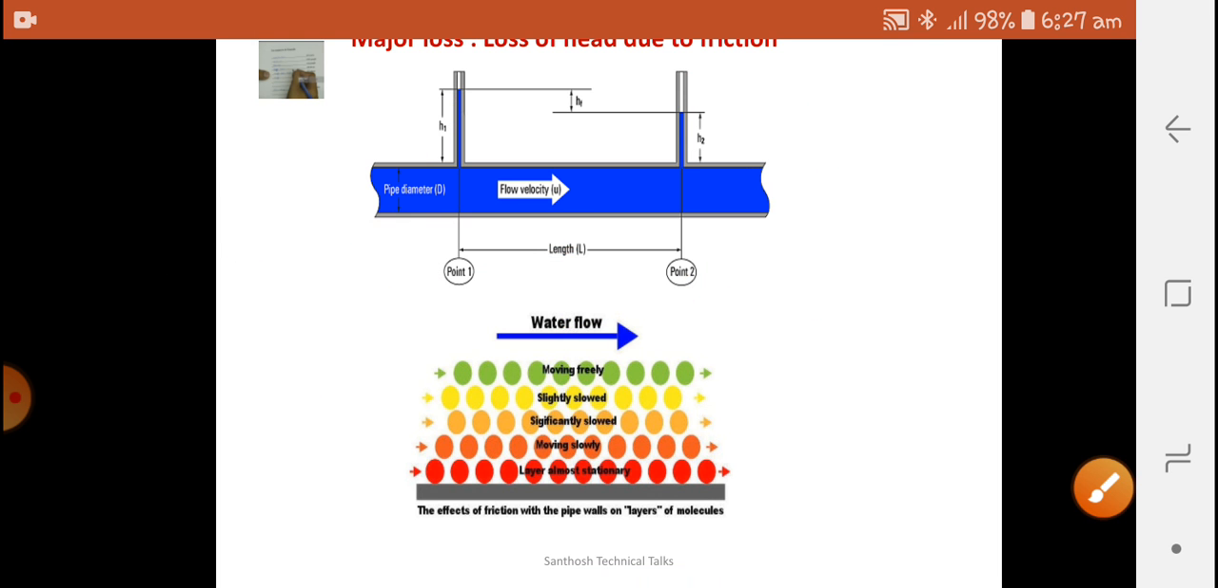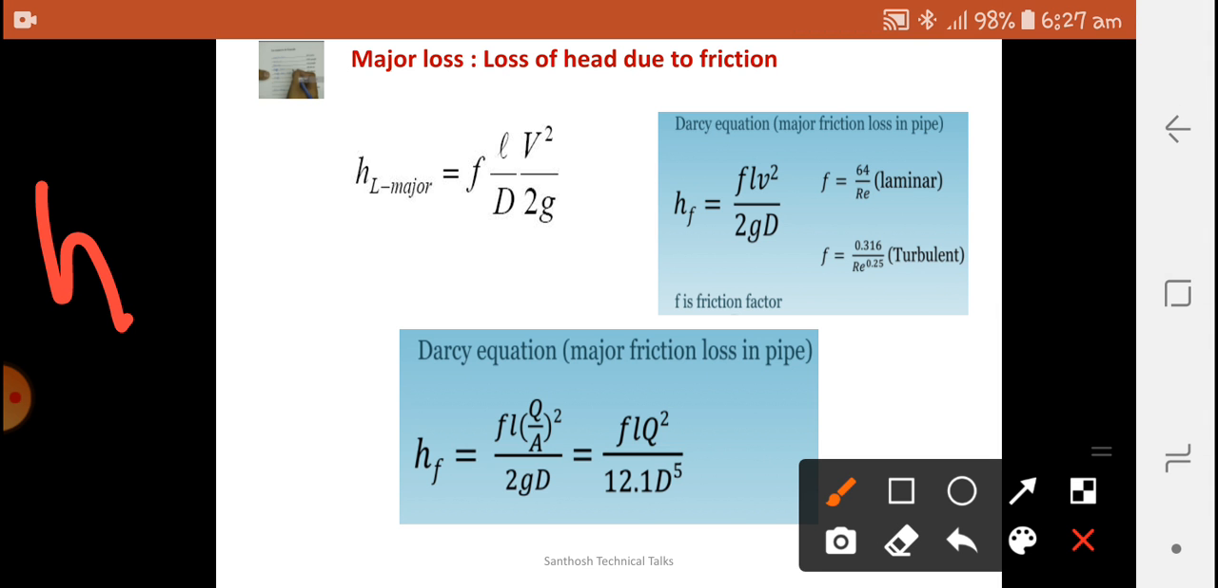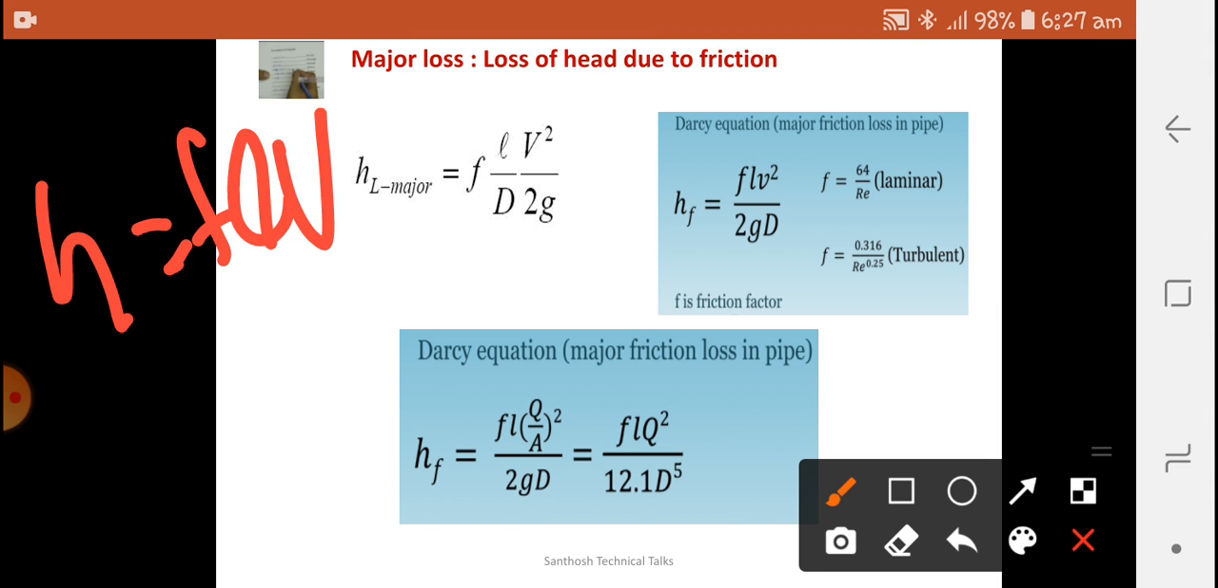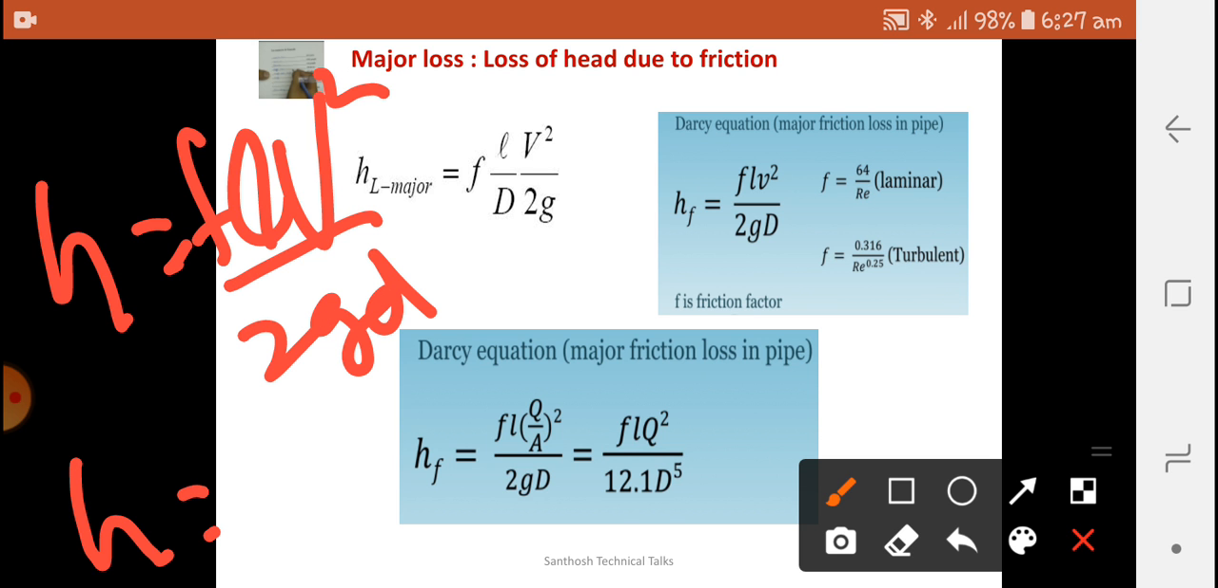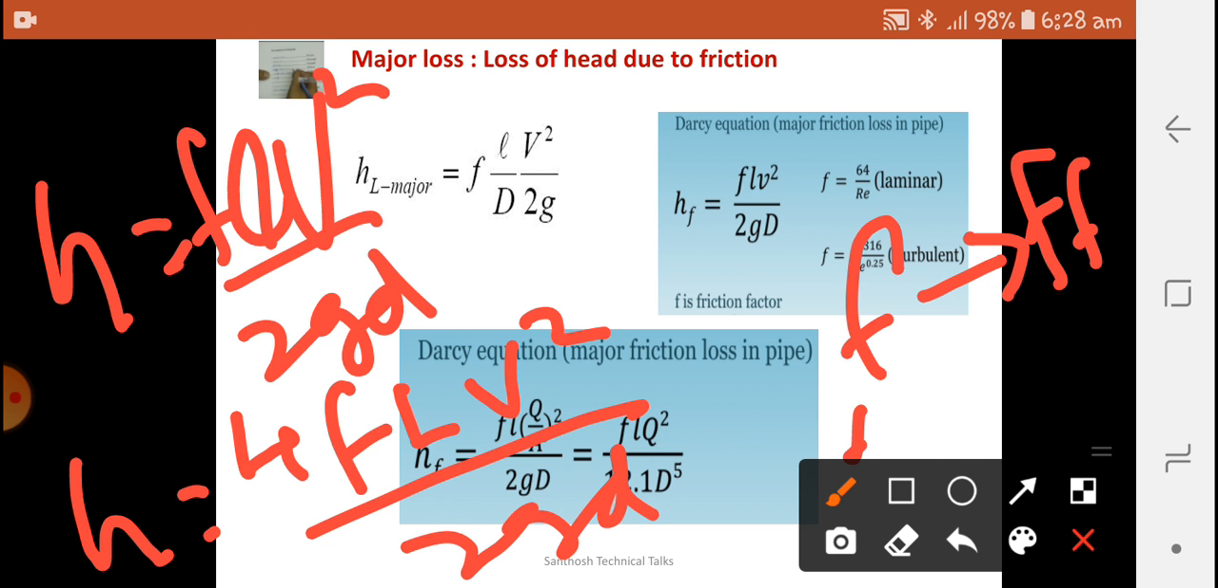So that is our understanding about the concept, and these major laws are derived by Darcy-Weisbach. So the Darcy-Weisbach formula, we have two formulas. One is h = f L V square divided by 2gD, and another formula is h = 4 f L V square divided by 2gD. If I say f, it is friction factor. If I say 4f, it is coefficient of friction. So that is the difference between those formulas.